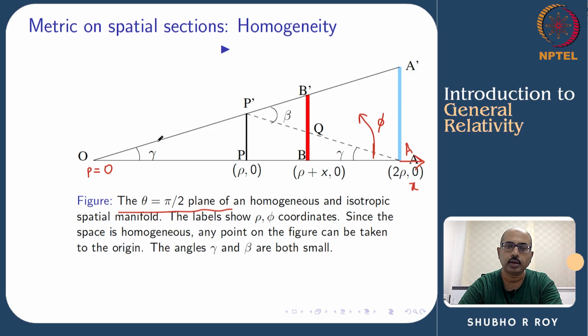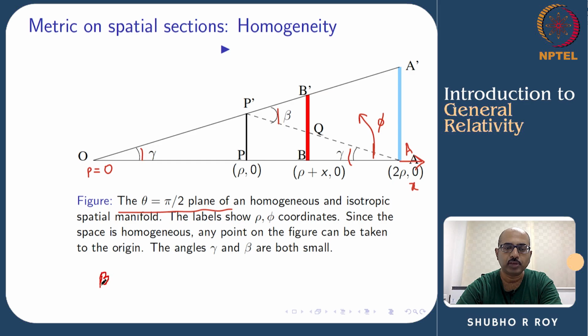All right, and this is a triangle in which this angle is gamma, and here is beta, and these are very small. Okay, just for purposes of illustration, I have exaggerated them, but this is actually a very thin slice, a thin triangle. So these angles gamma and beta are both very small. Now, with that in mind, let me ask the question: what is the length of the segment BB prime?